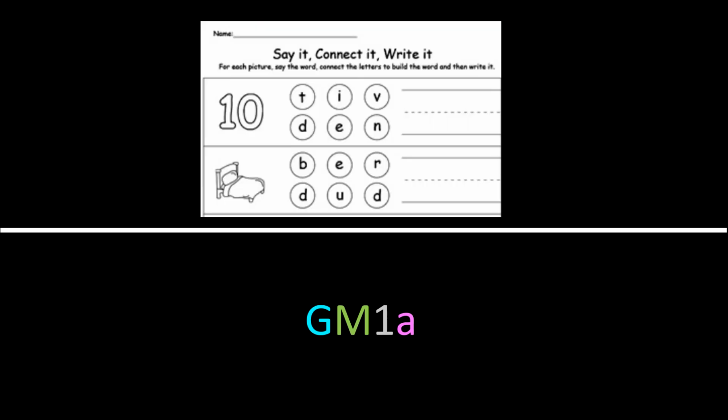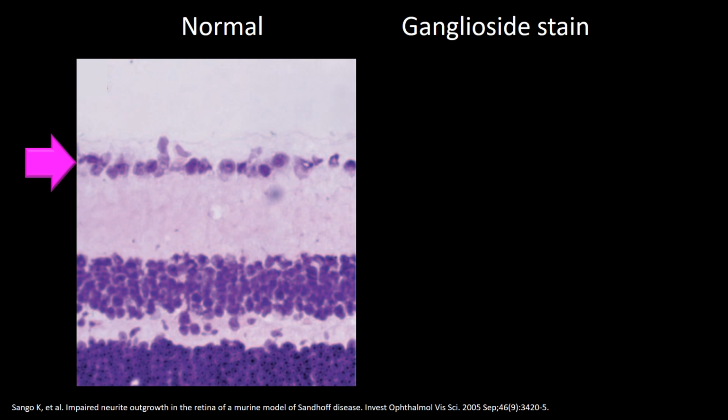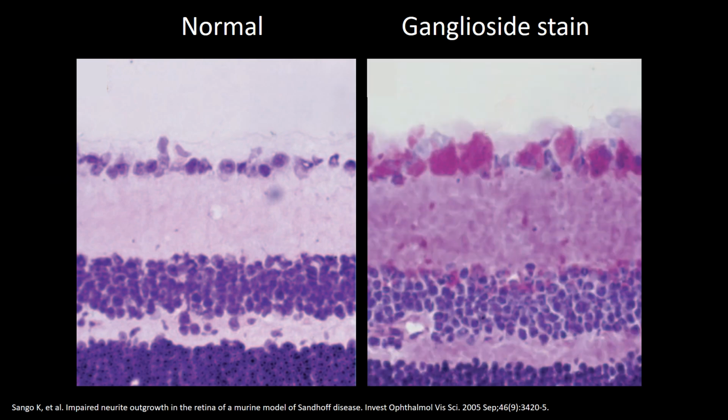Now, let's see how we turn this alphabet into words. The G stands for ganglioside. It is called ganglioside because the accumulated substance was first discovered in ganglion cells. Hence, the disease produced by accumulation of this material is called gangliosidosis. This is a normal animal retina. Note the thickness of the ganglion layer. This is a specimen of gangliosidosis produced in the same animal. Notice the difference in the thickness of the ganglion cell in this condition.